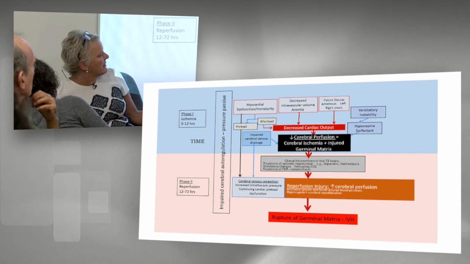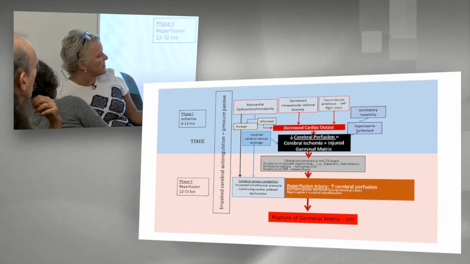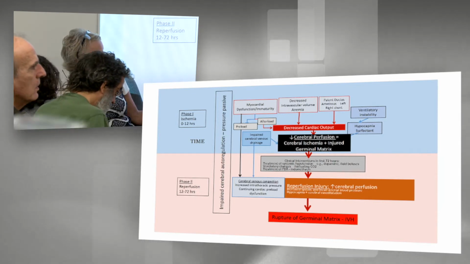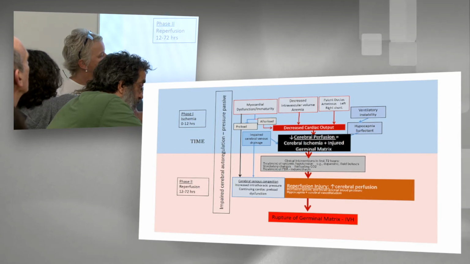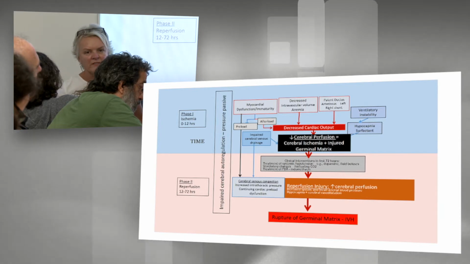On top of that, increasingly we recognise the impairments in cerebral venous drainage and cerebral venous congestion, particularly with continuing cardiac preload dysfunction. So this combination, most of which we don't measure, cerebral perfusion, we don't measure what's going on with the cardiovascular system, we think is contributing then to the rupture of the germinal matrix and the occurrence of the IVH.